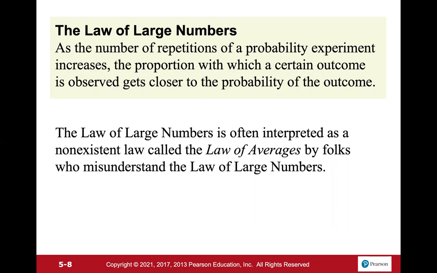The law of large numbers is often interpreted as a non-existent law called the law of averages by folks who misunderstand the law of large numbers. So not the law of averages, this is the law of large numbers. It could be confused with large numbers as in 5 million or something like that. But no, the law of large numbers is just us repeating that trial a large number of times.